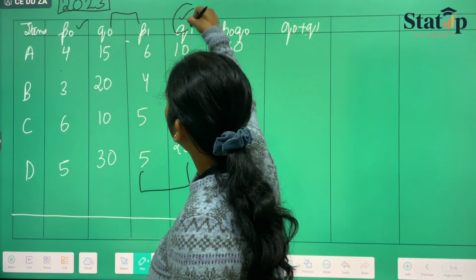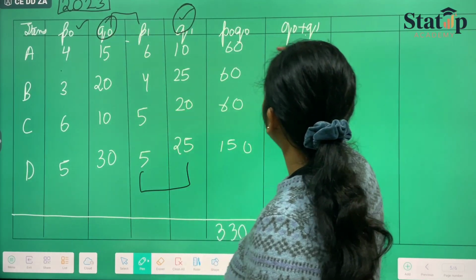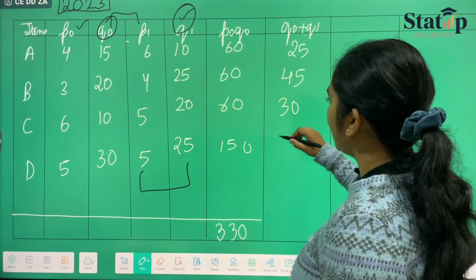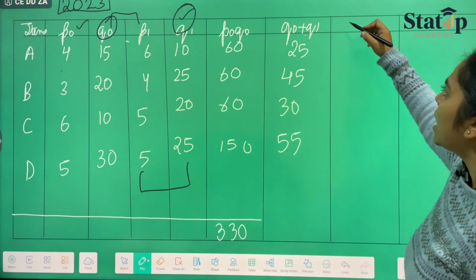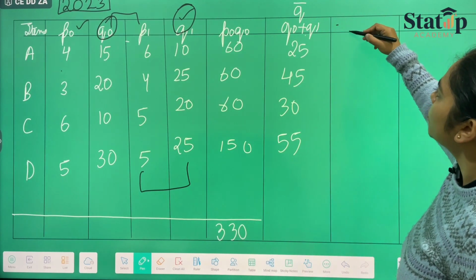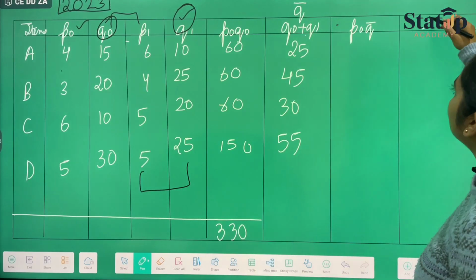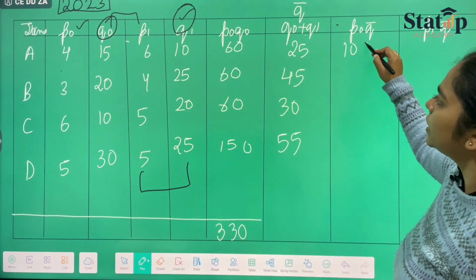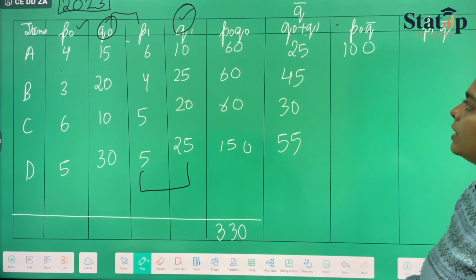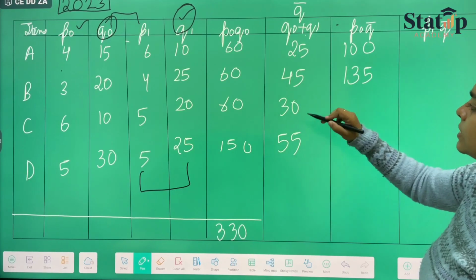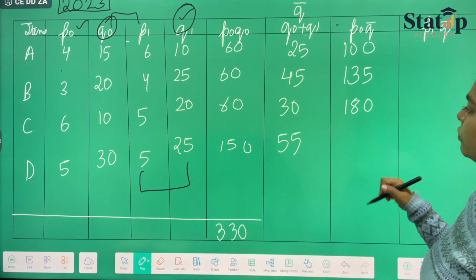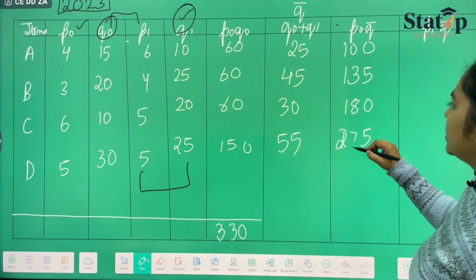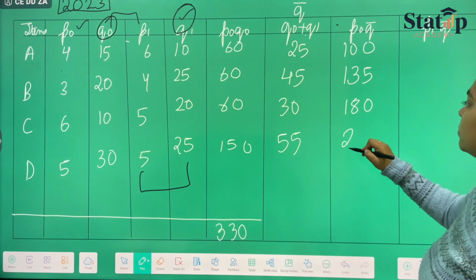This column plus this column: 15 plus 10, 25. 25 plus 20, 45, 30 and 55. This is Q naught plus Q1 and let us take this as Q bar. So P naught into Q bar and P1 into Q bar. P naught into Q bar: 4 into 25 is 100, 3 into 45, 135, 6 into 30, 180, and 5 into 55, 275.